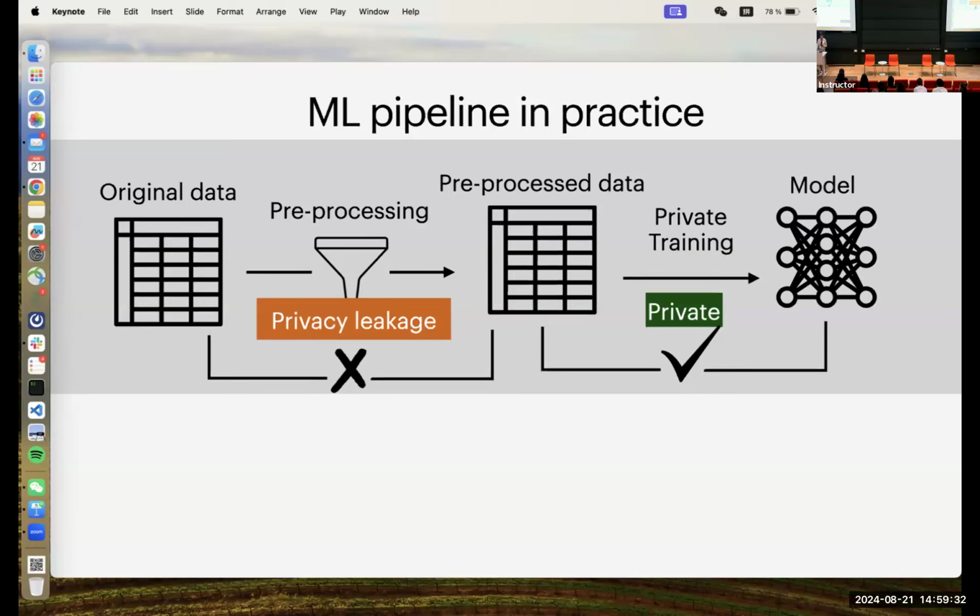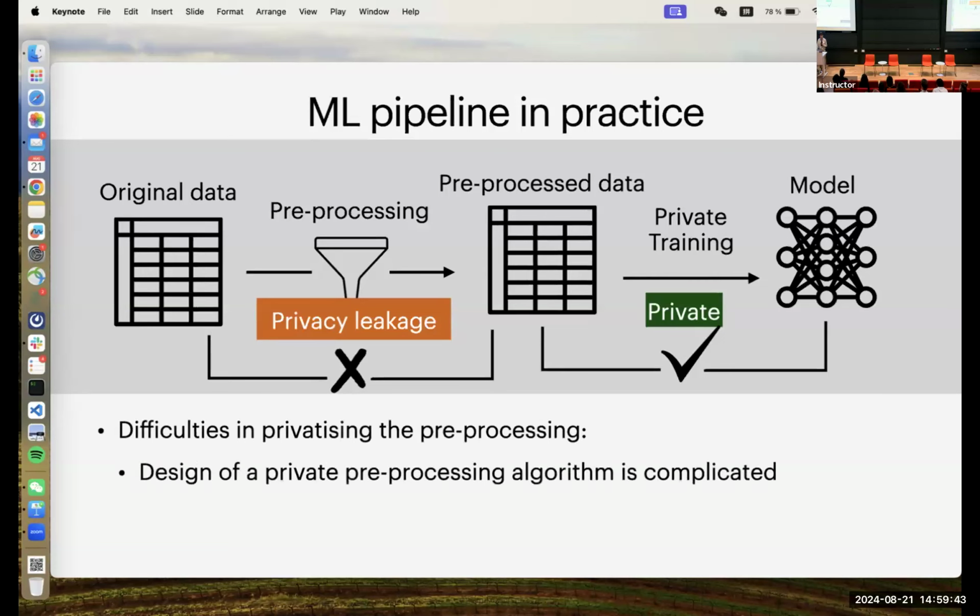One naive solution to this is: why not privatize the preprocessing methods? But this can be challenging in practice. First, you need a different technique for every preprocessing method. And also, for some preprocessing methods like PCA, your privatization can actually introduce an error that is proportional to the data dimension. In that case, you are probably hampering the utility so much that it's better not to do preprocessing at all.